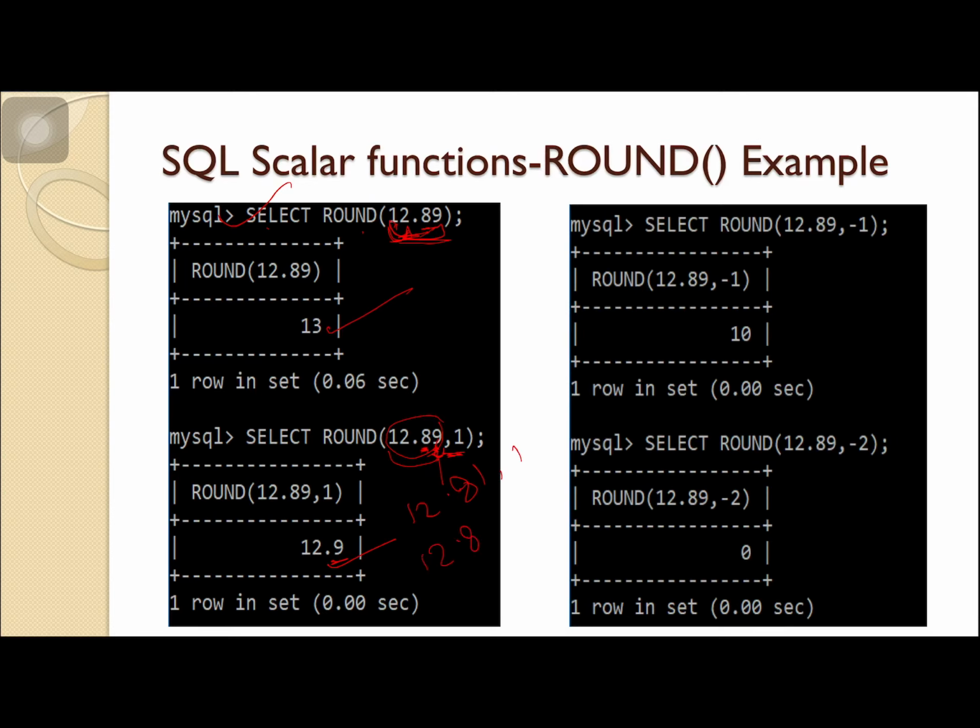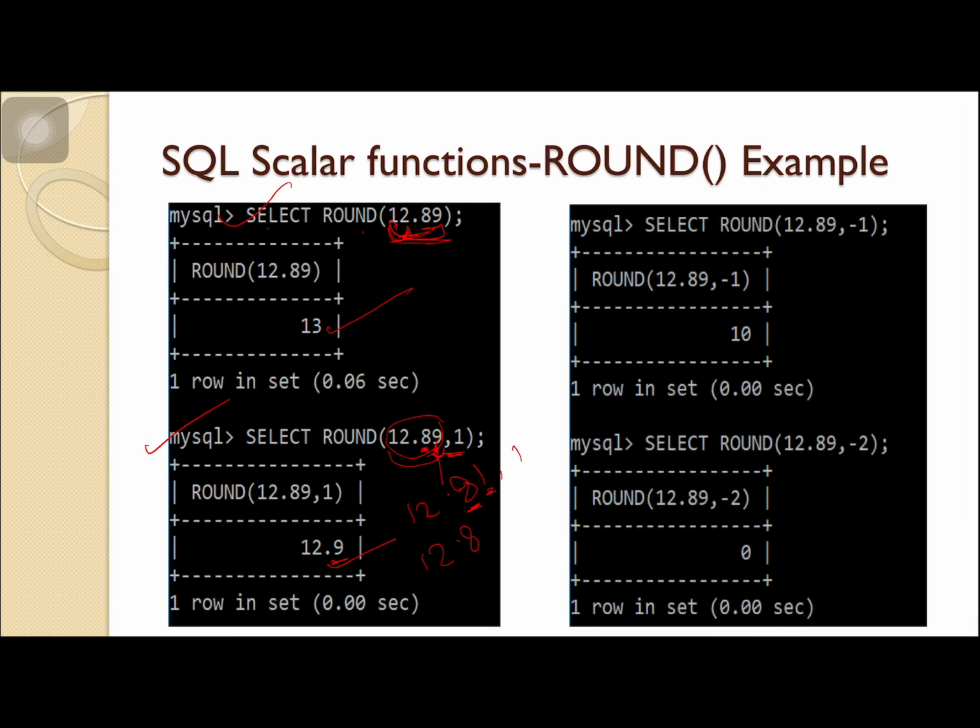If I have written the command select round 12.81 comma 1, then the output will be 12.8 only. Why? Because 1 is not greater than or equal to 5, so this digit 8 will not be rounded up into 9. This is the second version of the round function.